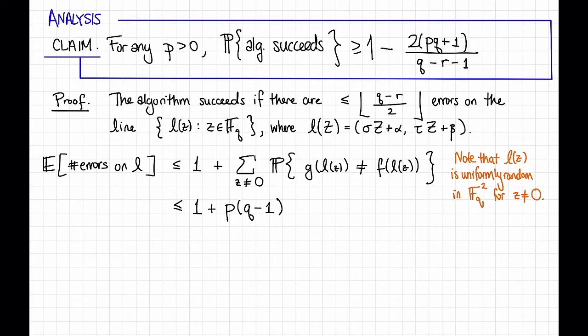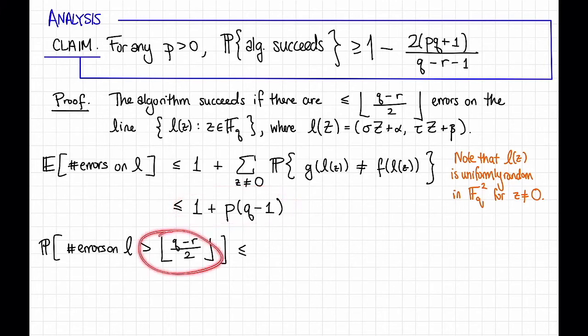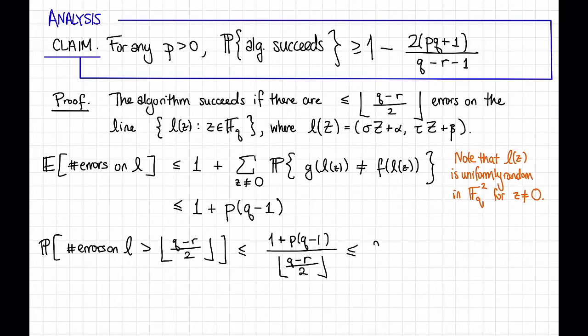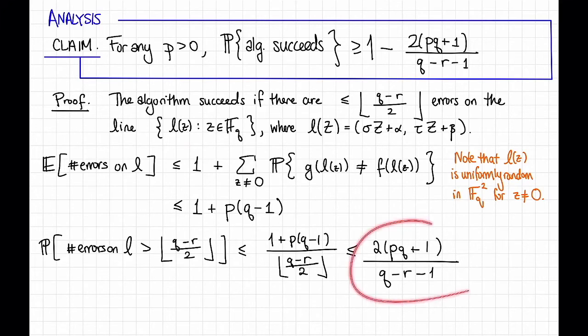Then we can use Markov's inequality to get some bound on the probability that there are too many errors on that line. In particular, the probability that the number of errors on L is strictly greater than the floor of (q - r)/2 is at most the expectation divided by this, which, adding some plus or minus 1s for slack to help us with that floor, is at most 2 times (pq + 1) divided by (q - r - 1). And that's exactly what we claimed up here. So that proves the claim. Check.